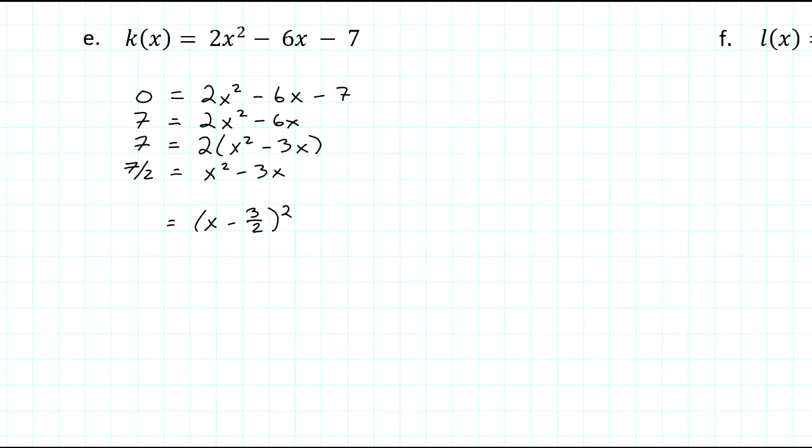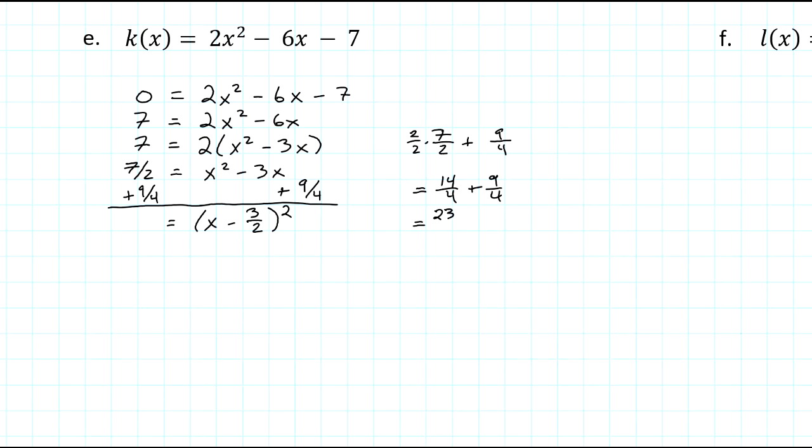Quantity squared. When I FOIL this out, that would add a 9 over 4. 3 halves squared is 3 halves times 3 halves is 9 fourths. It needs to be added now to both sides to keep everything in balance. So we need to calculate 7 halves plus 9 fourths, which is going to give us 14 over 4 plus 9 fourths. And that's by multiplying the 7 halves top and bottom by 2 to get a common denominator. So this will give us 23 over 4.